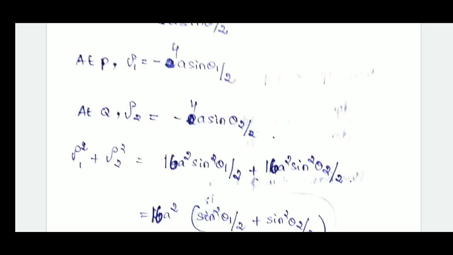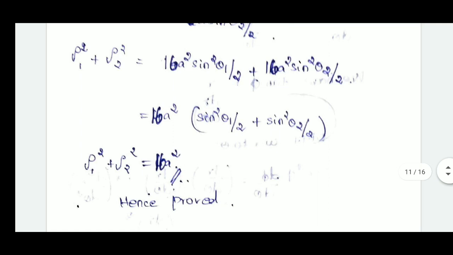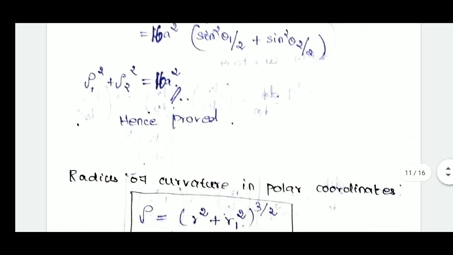Squaring and adding, rho 1 square plus rho 2 square equal to 16a square sin square theta 1 by 2 plus 16a square sin square theta 2 by 2. In the two terms 16a square is constant, so we can take it outside: 16a square into sin square theta 1 by 2 plus sin square theta 2 by 2. Rho 1 square plus rho 2 square equal to 16a square, hence proved.